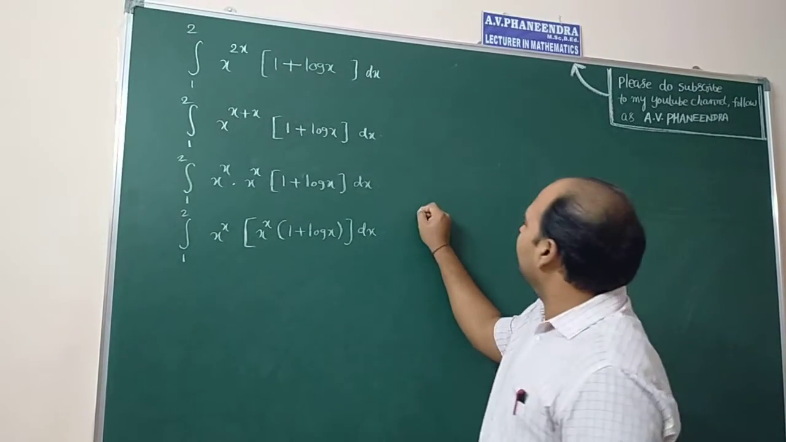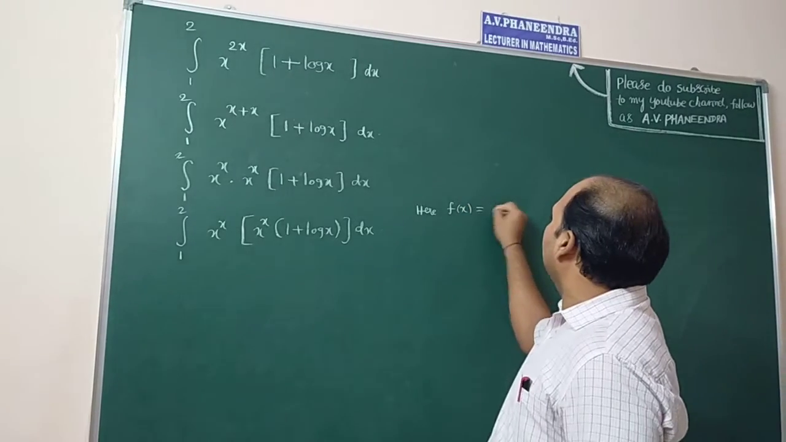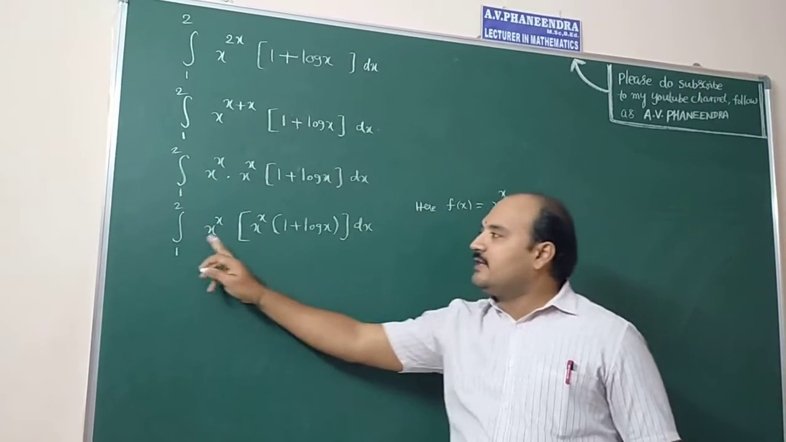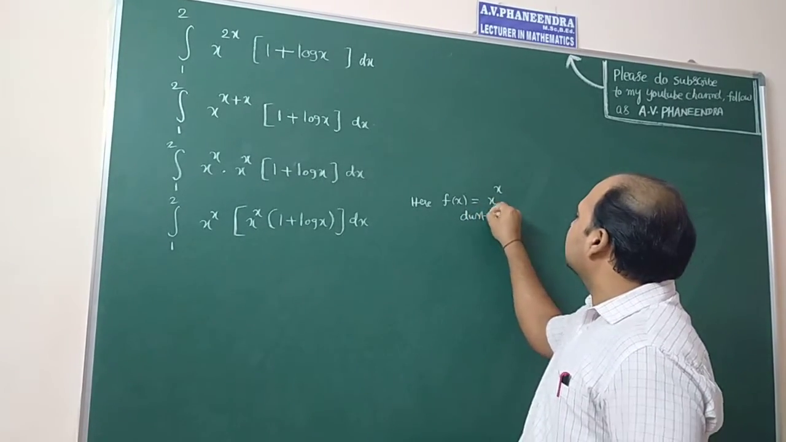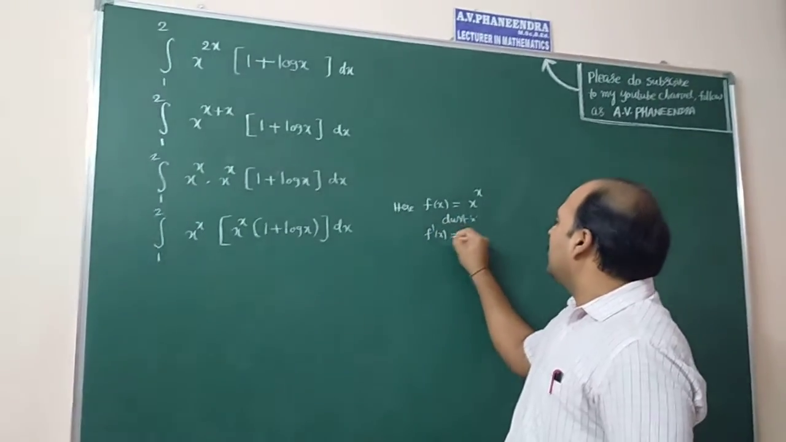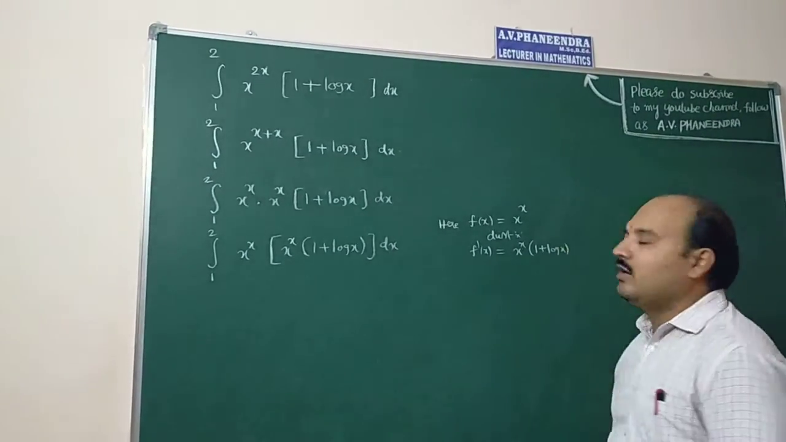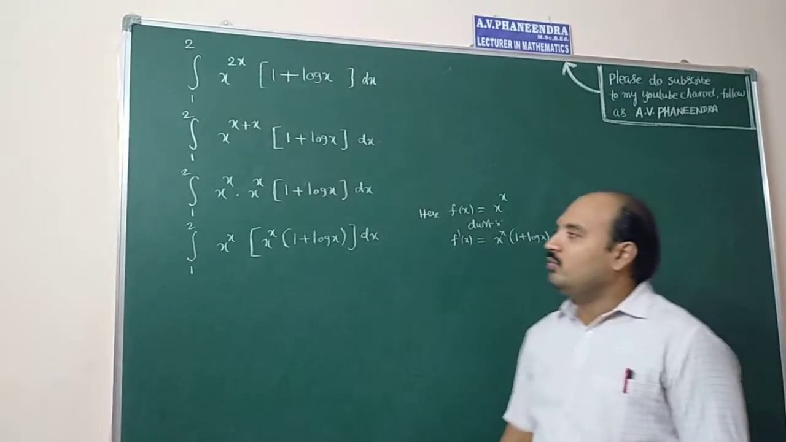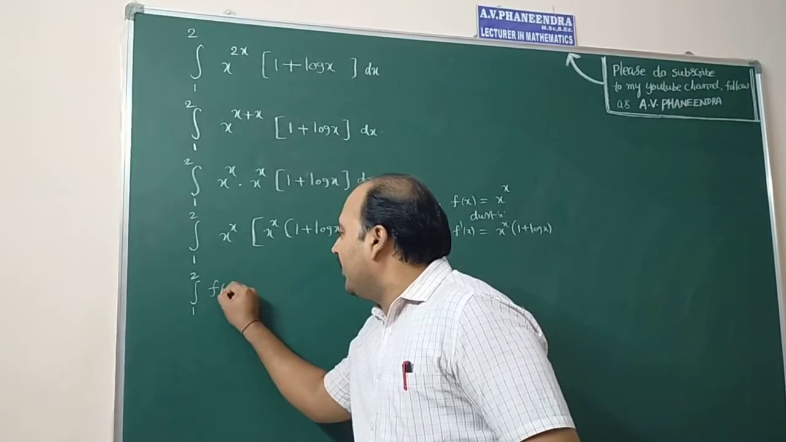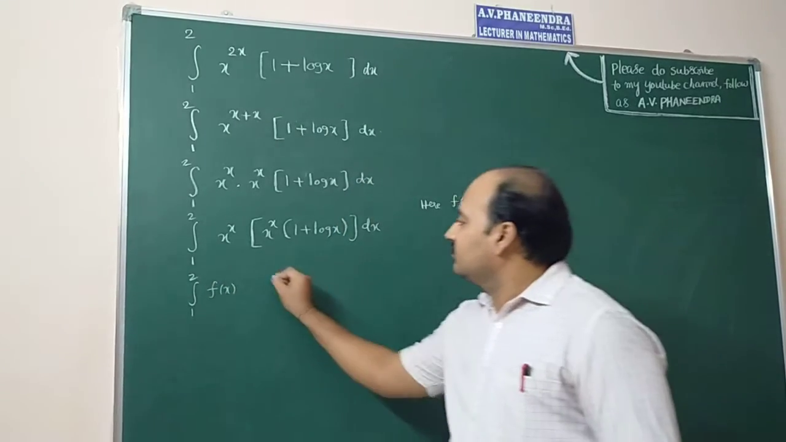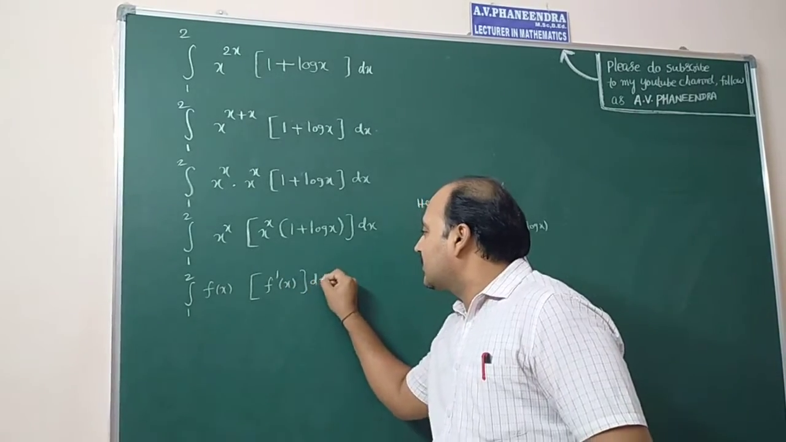Here, f of x is equal to x power x. If you differentiate this with respect to x, f dash of x is equal to x power x into (1 plus log x). This is a standard formula. Now integral 1 to 2, this is f of x, and this is completely f dash of x into dx.